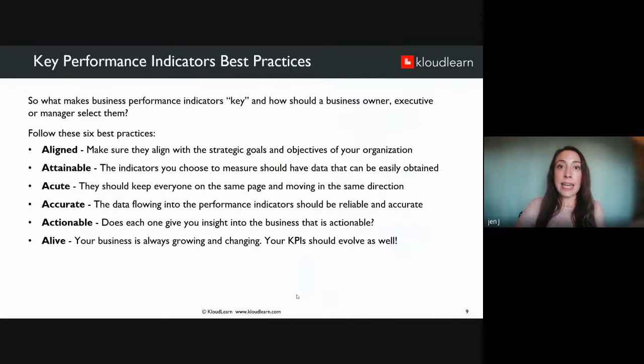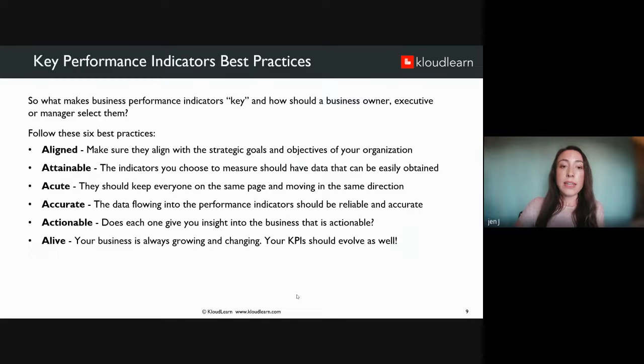Key performance indicators, best practices. So, what makes business performance indicators key, and how should a business owner, executive, or manager select them? Follow these 6 best practices for the best results. Aligned. Make sure they align with the strategic goals and objectives of your organization.